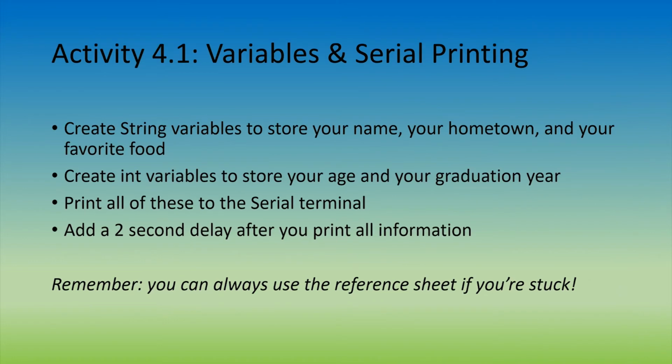The objective of this activity is to create string variables to store your name, hometown, and favorite food. Then, create int values for your age and graduation year. Take these variables and serial print them to the computer. Also, add a delay of 2000 milliseconds, so the variables will print every 2 seconds. The activities in this session will not be directly demonstrated, but the solution code to all activities can be found on our website, in the sample code folder.